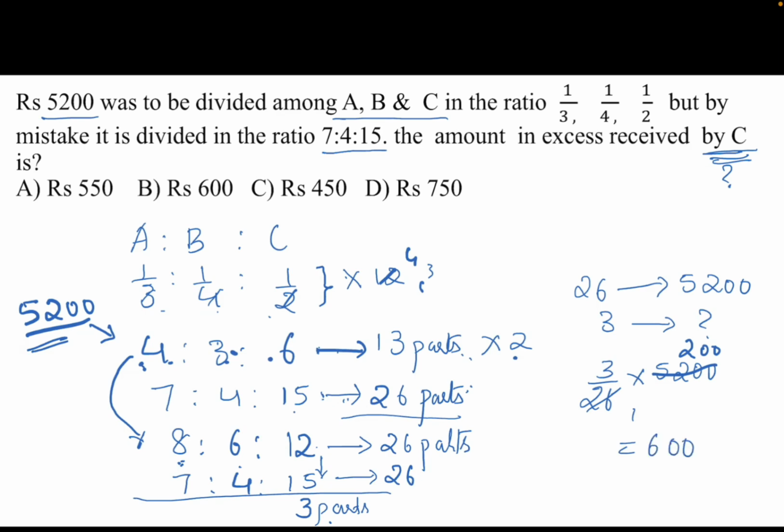So how much is C getting? Because this is the ratio of C, isn't it? So C is getting 600 more, because in the ratio it should have been 12 parts, but by mistake they have divided it and C has got 15 parts. So by how much is it more? 3 parts, isn't it? So 3 parts is the excess part. So 3 parts is nothing but 600. So C is getting 600 as the excess amount. Okay. Now next problem.